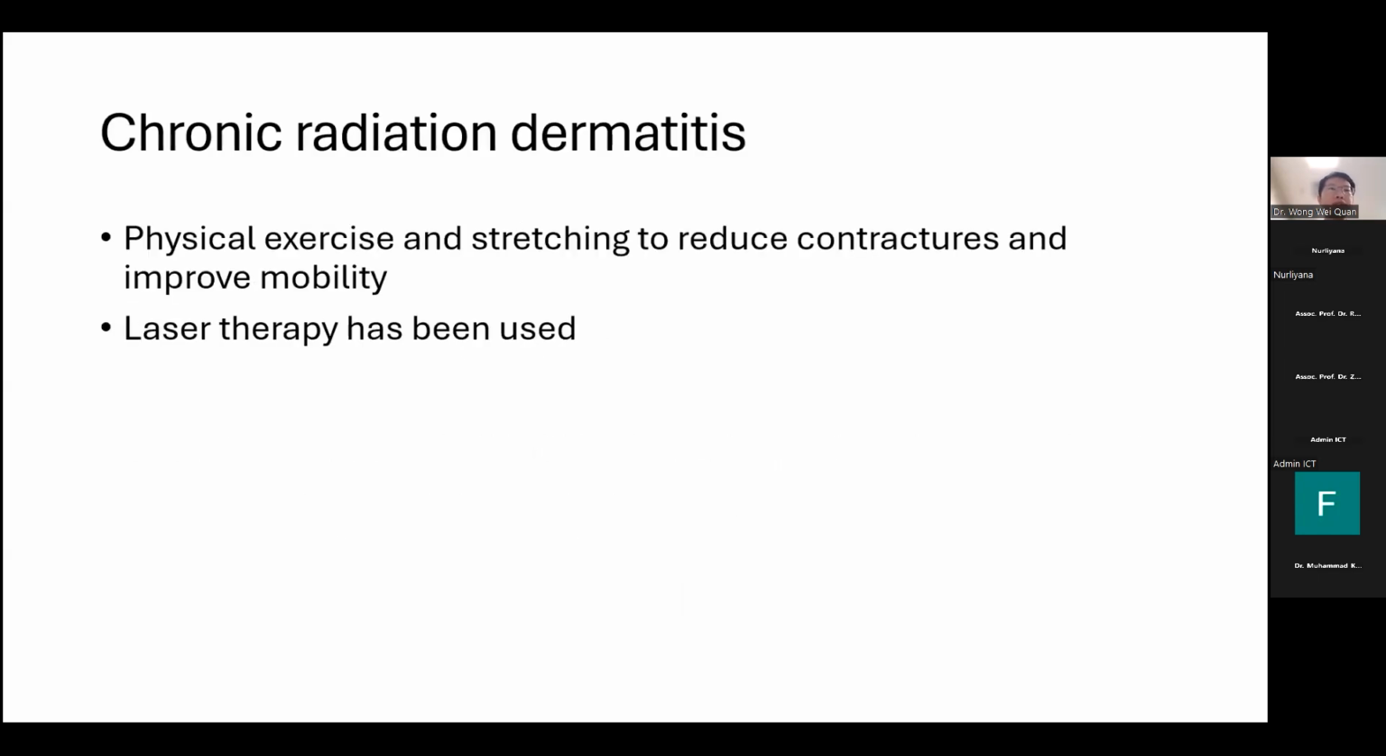Right. So the other thing that is difficult to manage could be chronic radiation dermatitis. So it depends on what kind of reaction the patient had.